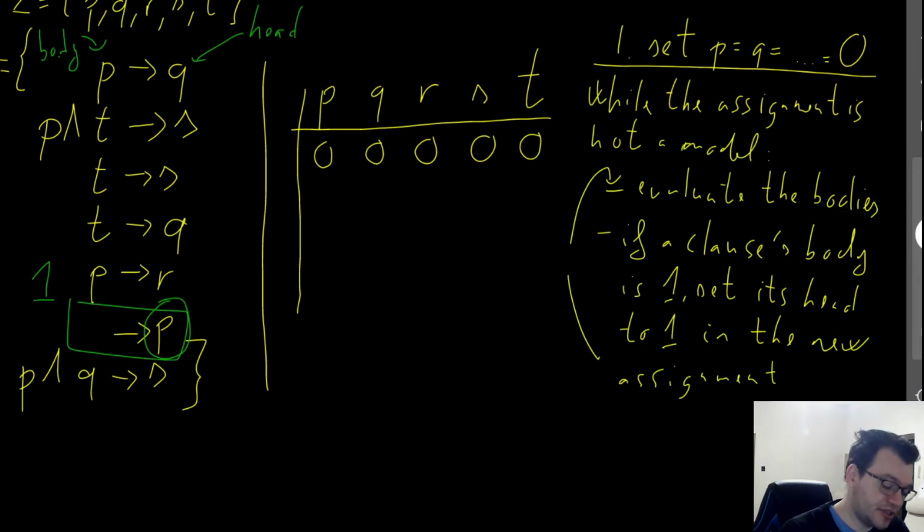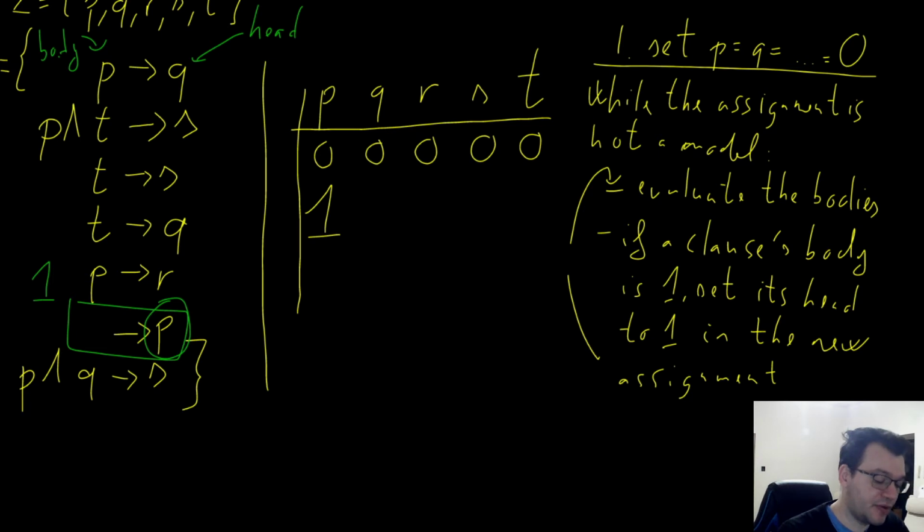So in the next round p is 1. Now for all the other clauses we have zeros currently, using this implication, using this assignment, so no one else should be set to 1. So all the other guys are remaining zeros.